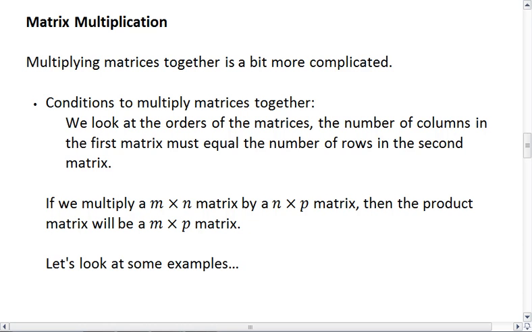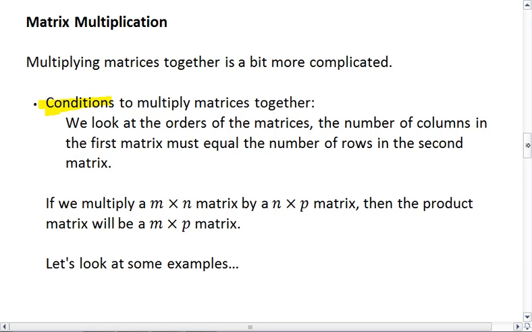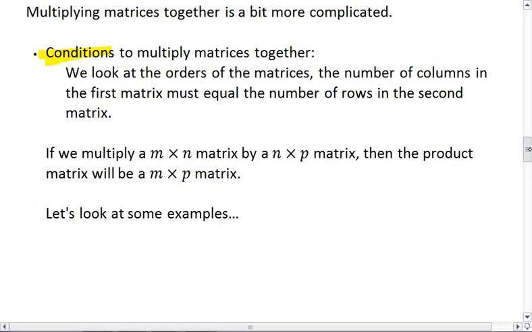Lastly, I want to look at matrix multiplication. Multiplying matrices together is a bit more complicated than the addition and subtraction that we've already looked at. We have some conditions for multiplying matrices together. We need to look at the orders of the matrices. The number of columns in the first matrix must equal the number of rows in the second matrix.